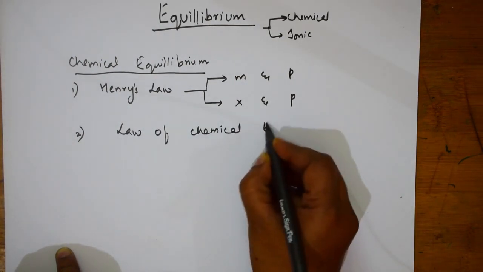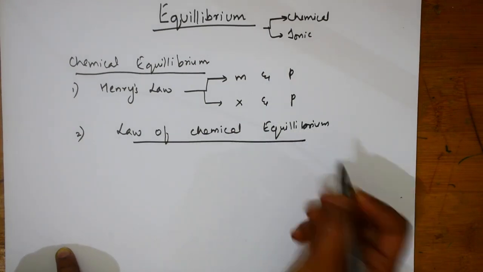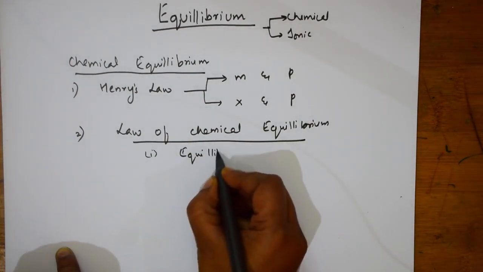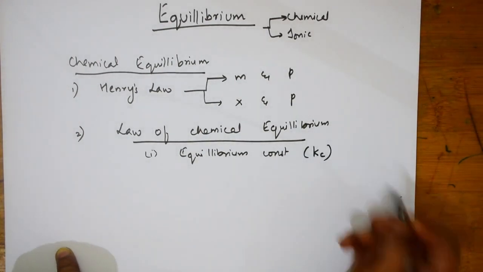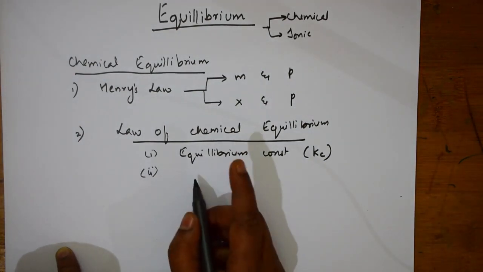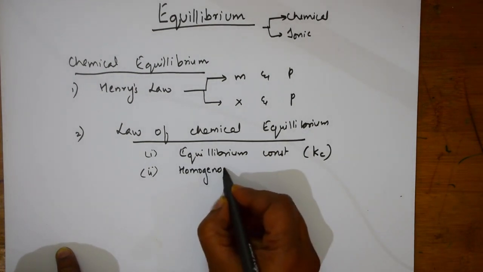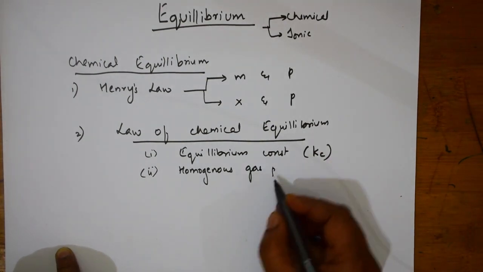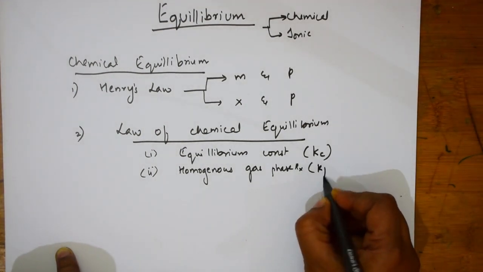So in law of chemical equilibrium we are going to study different equilibrium constants. The first equilibrium constant, let us write that. Equilibrium constant is denoted by Kc. Suppose you have homogeneous gas phase reactions, that means all are in the same phase. Homo means similar, homogeneous gas phase reactions, they are all in the gaseous phase. So for homogeneous gas phase reactions, the equilibrium constant is taken as Kp.